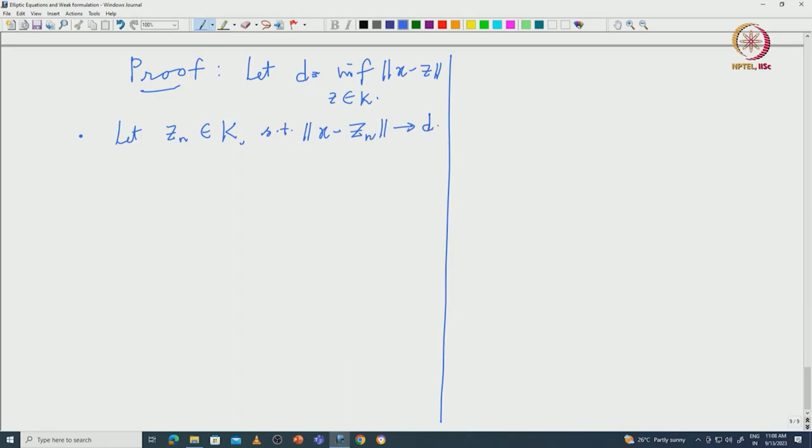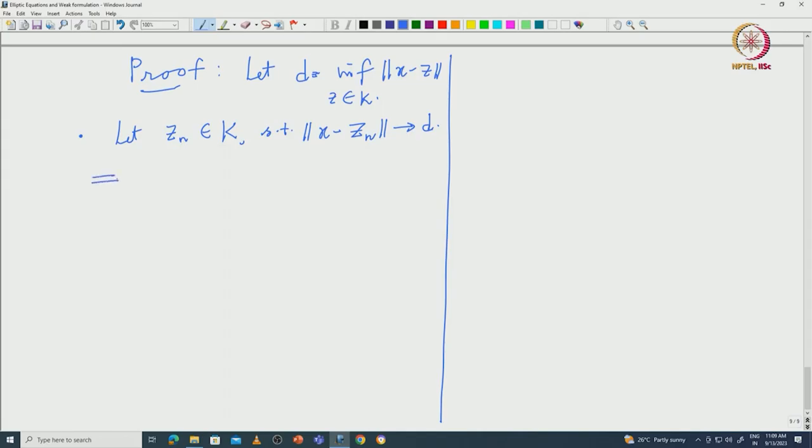So, what do you want to prove? You basically want to show that Zn converges, at least along a subsequence, and that Zn converges to an element. In the norm of x minus z, there exists an element y. Eventually you want to prove that z then converges and that y is in k.